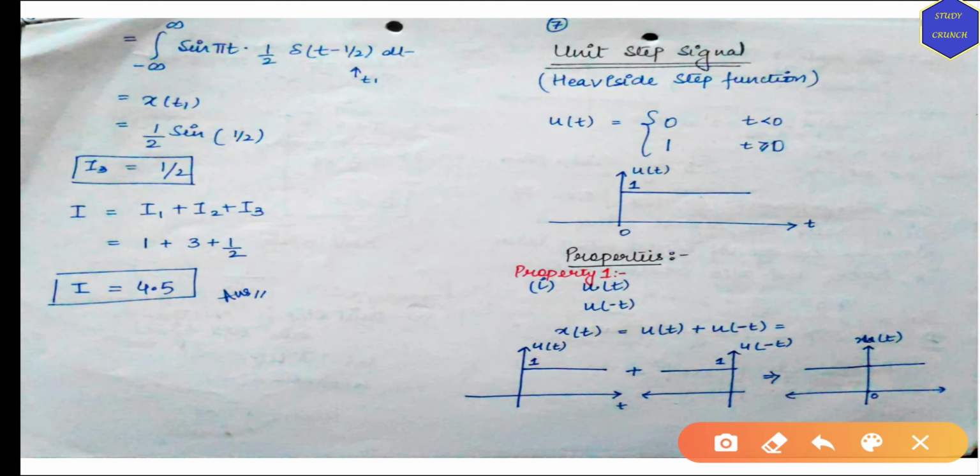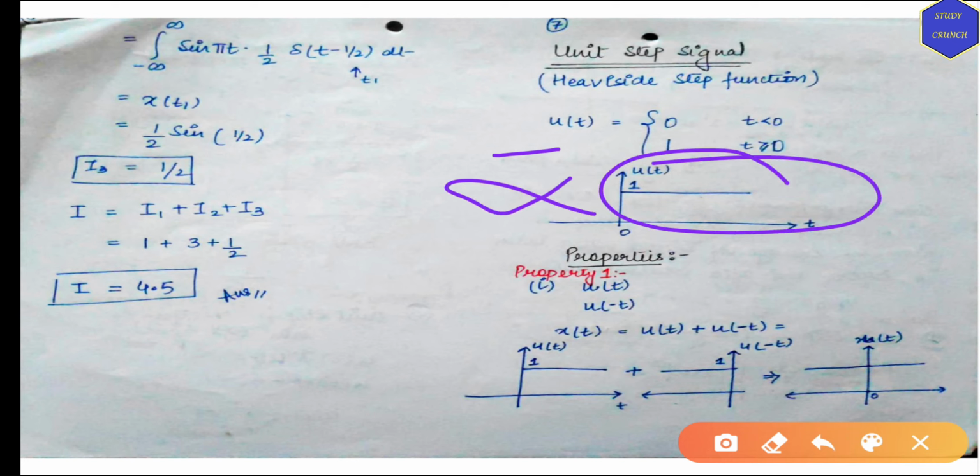Now we'll be moving forward to the unit step signal. Basically, the unit step signal is known as the Heaviside step function. u of t is equal to 0 at t less than 0. We don't have a value here, but we have the value on the positive axis. The property says that if we have u of t plus u of minus t, then on adding both, we'll get a function that is infinitely extended to both sides.